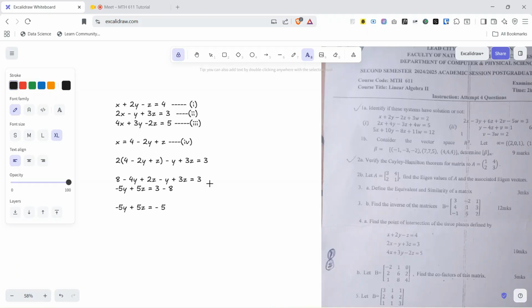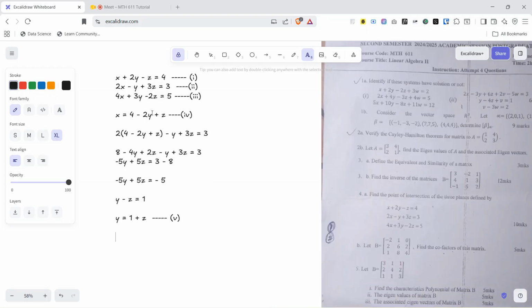If we multiply throughout by minus 5, or by 5, whichever one we decide, let's multiply through by minus 5. We have y minus z equals 1. And this will give us y equals 1 plus z. So this will now be equation 5.